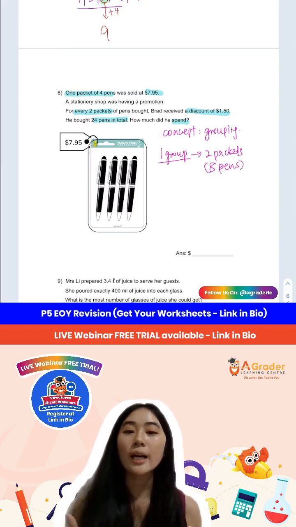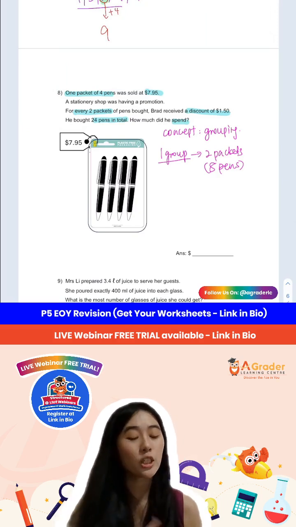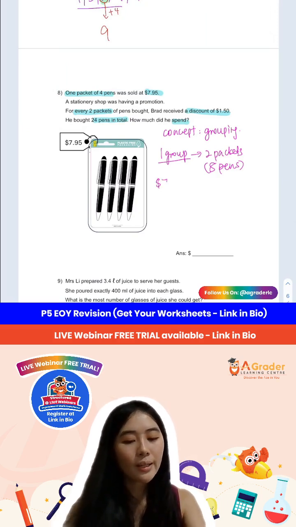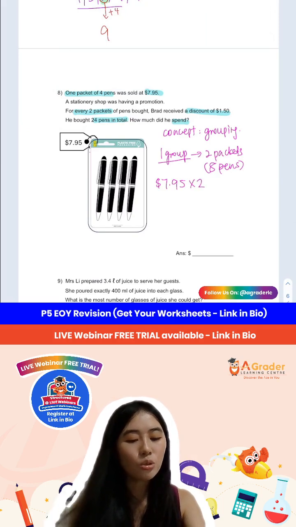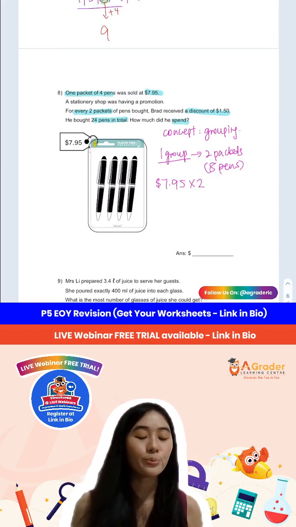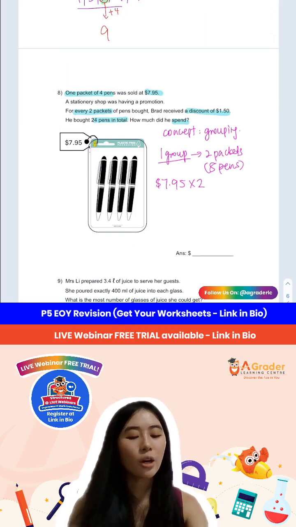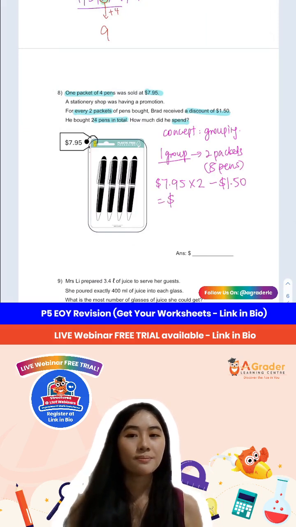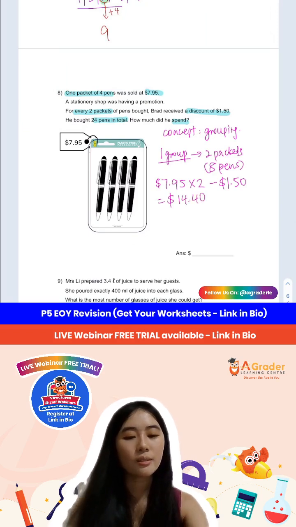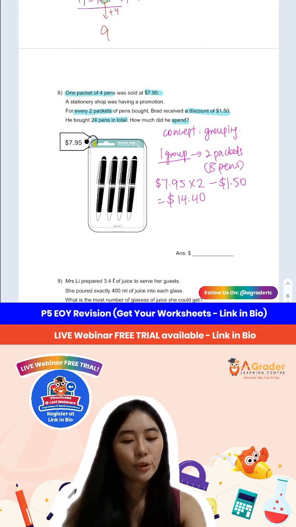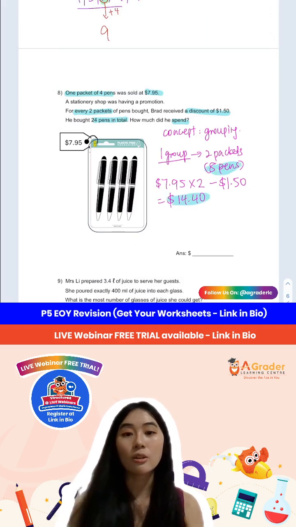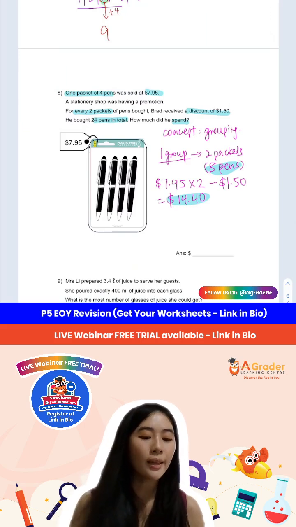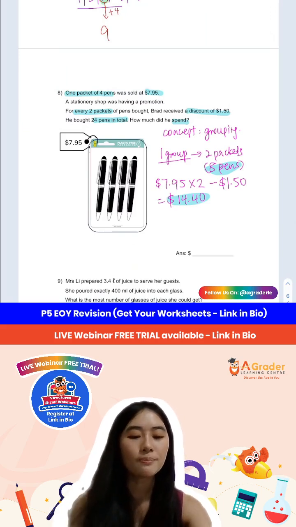Okay, then let's calculate how much these 2 packets would cost him. One packet is $7.95. So you want 2 packets, you've got to times 2. However, the discount makes it cheaper, so you minus 1.50. That will give you $14.40 for every 8 pens. So one group has 8 pens and it's going to cost him $14.40.